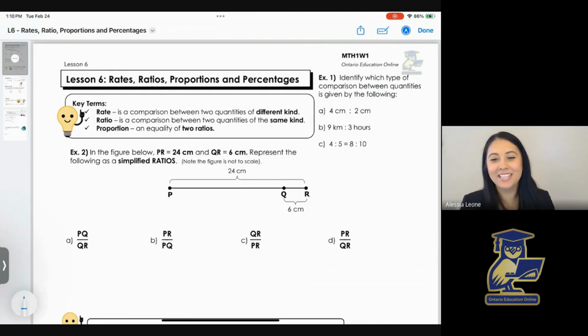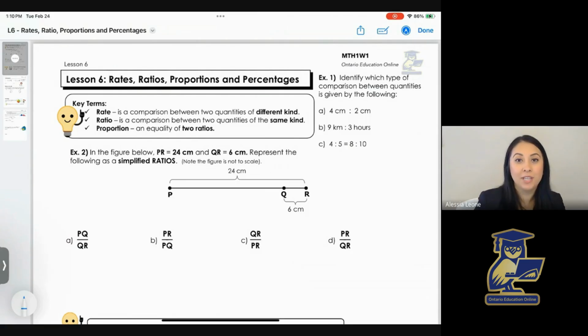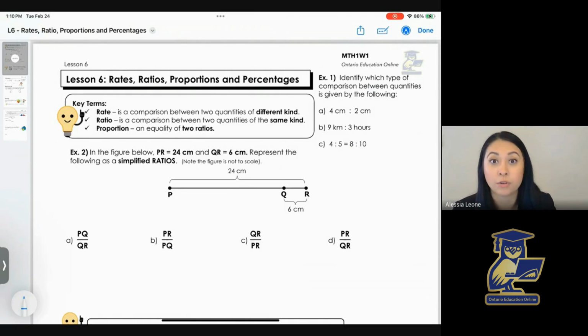Welcome, everybody. Lesson 6, we're going to talk about rate, ratios, proportions, and percentages. So these are ideas that we use in everyday life. We use it shopping, we use it for sports, speeding, driving, taxes, discounts, shopping. So we're just going to break it down step by step and go over definitions first.